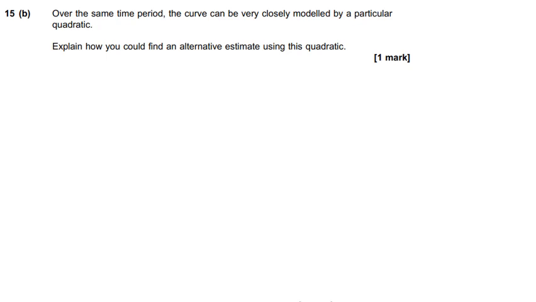Question B just says, over the same time period, you could model it with a quadratic. What other estimate could you use if you had a quadratic instead? And the idea is you would just integrate the quadratic from t equals 20 to t equals 100. That's all you need to say.